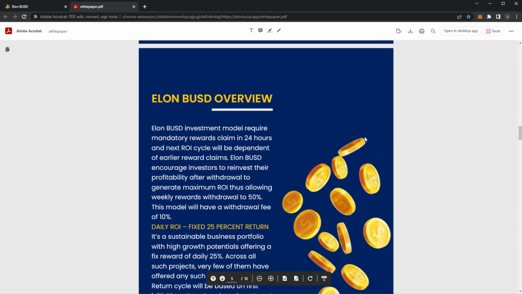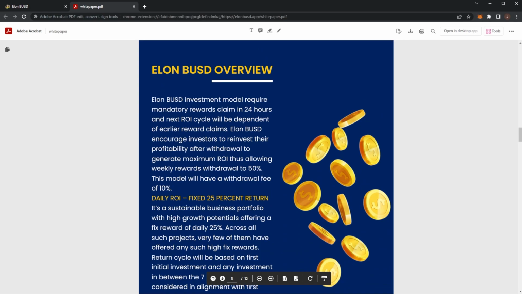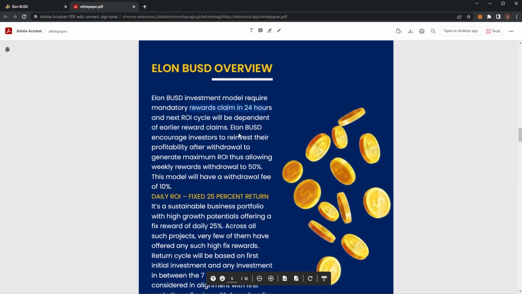leaders of our generation. So here we can see the Elon BUSD investment model requires a mandatory rewards claim within 24 hours, and the next ROI cycle will be dependent on earlier claims. So again, you want to do a mandatory claim every 24 hours.